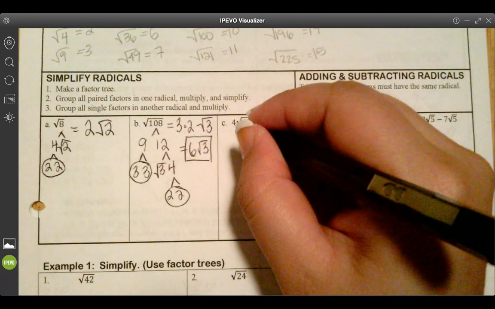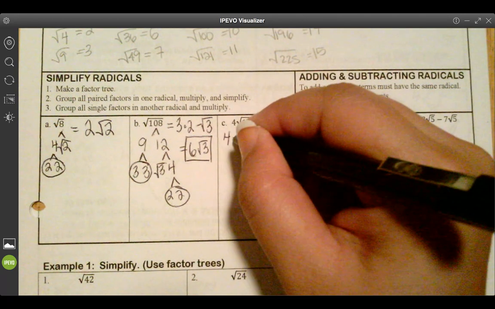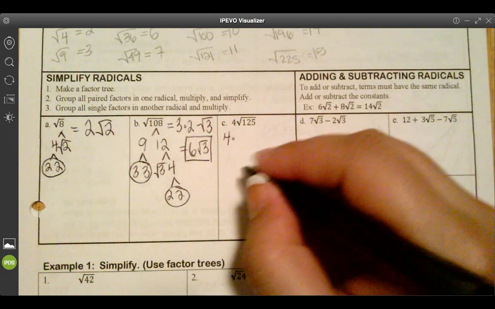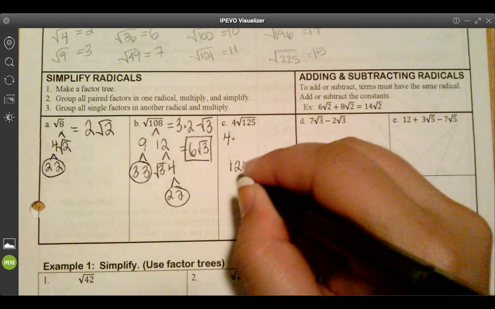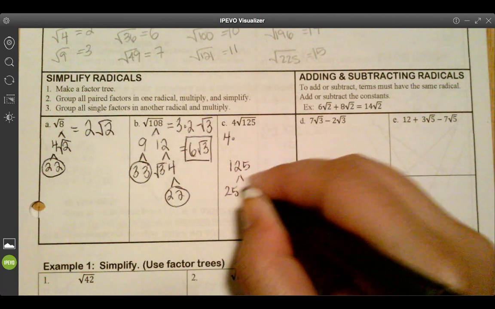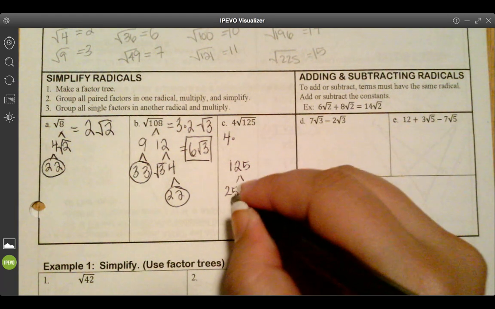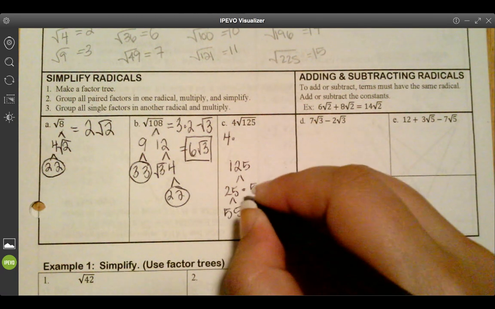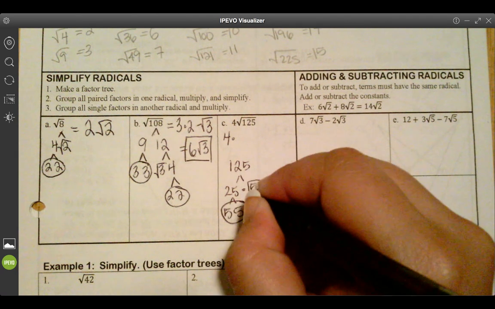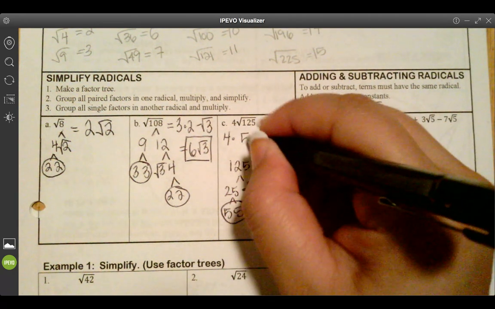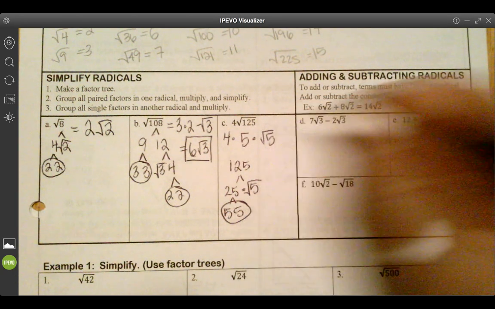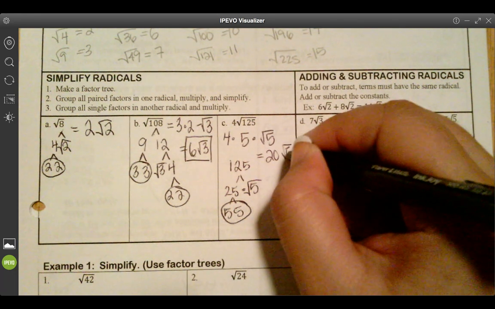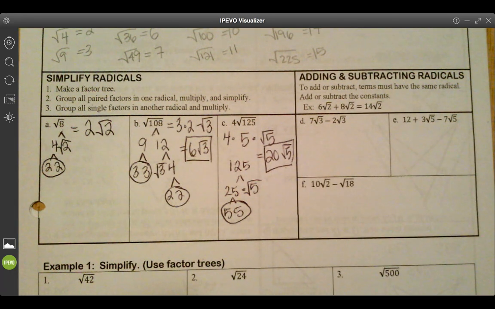So for part C, now we have a 4 outside of the radical. It's going to stay outside of the radical. And we'll factor the 125. So I'll factor it down here. 125 is 25 times 5. 5 is prime, so I'll continue to factor 25, which is 5 times 5. 5 times 5 with 1 5 left over. So times 5 times the square root of 5. 4 times 5 is 20 times the square root of 5.